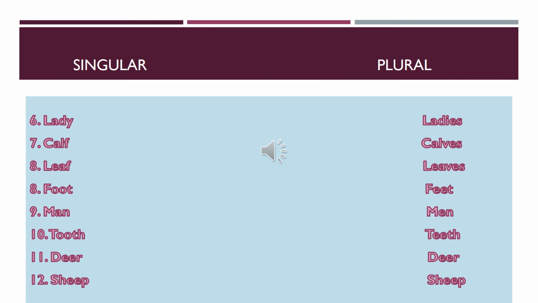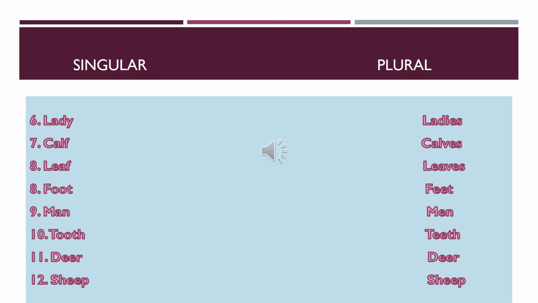Lady, ladies, calf, calves, leaf, leaves, foot, feet, man, men, tooth, teeth, deer, deer, sheep, sheep. Now what is special about these plurals or singulars? Here lady, y changes into ies, ladies. The f of calf and leaf changes into ves. It became calves and leaves.